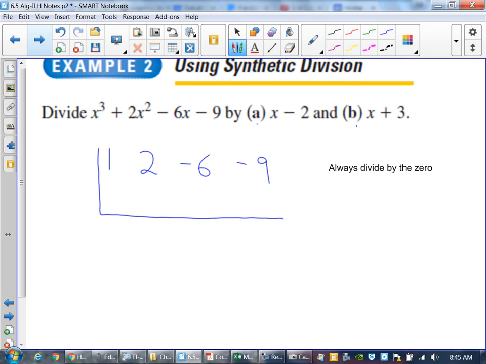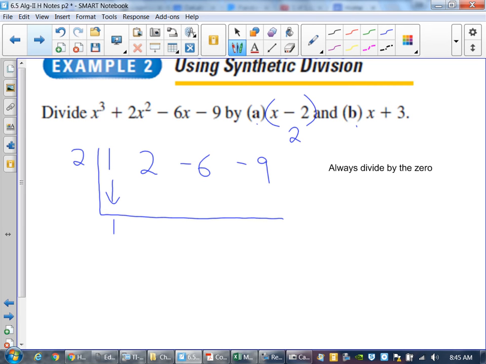And what we do is we divide by the 0. So if my term is x minus 2, my 0 is 2. And I place that here. I know that you guys like procedural math because nothing changes. The replication process you're good at. Here's what you do. You drop the 1 here.